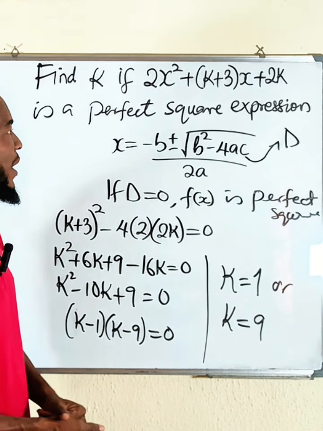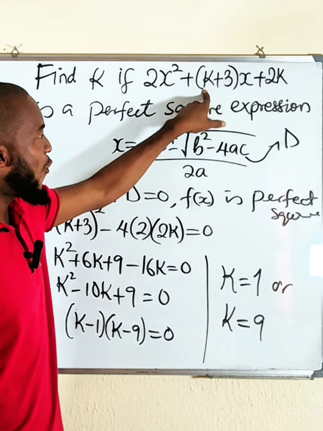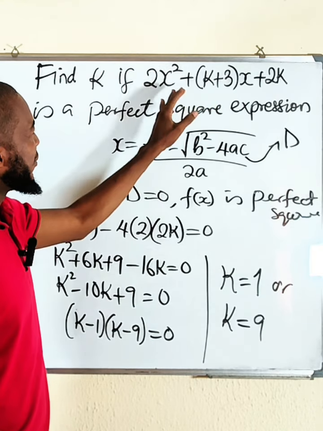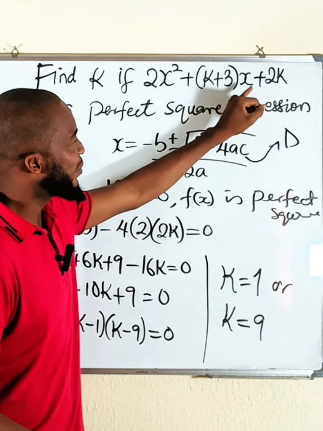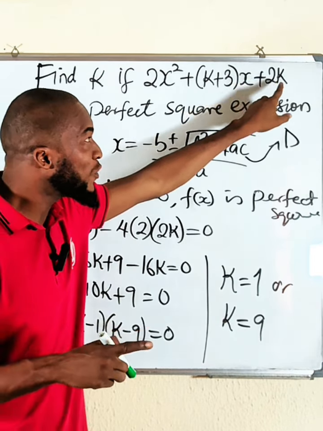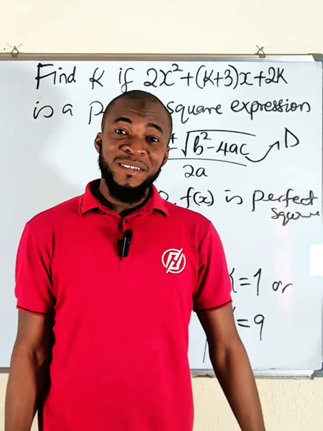And if you like, you can substitute and test. You can see if k is 1, it's going to be 4 here, right? And you can divide every single term by 2, so that this becomes x squared plus 2x plus k. And this is 2, right? Half of 2 is 1. 1 squared is 1. So this satisfies. You can test for 9. As simple as that.